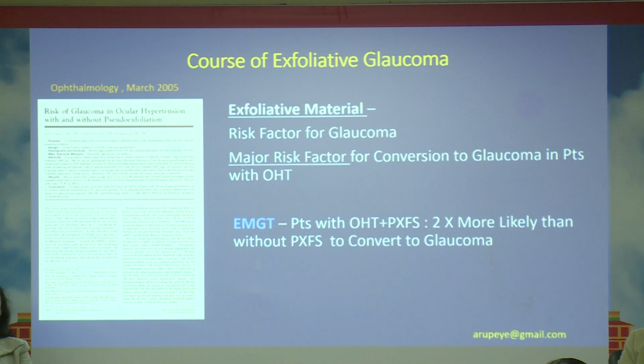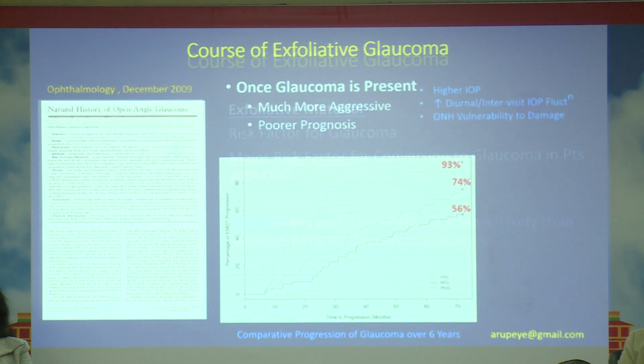Now, as regards the course of glaucoma, as I just mentioned, exfoliative material is a risk factor for glaucoma, and EMGT showed that ocular hypertension patients with exfoliation syndrome are two times more likely to go on to develop glaucoma than patients without exfoliation syndrome. This kind of glaucoma has a very highly progressive nature. They present at a higher IOP. The diurnal IOP variation is much more.